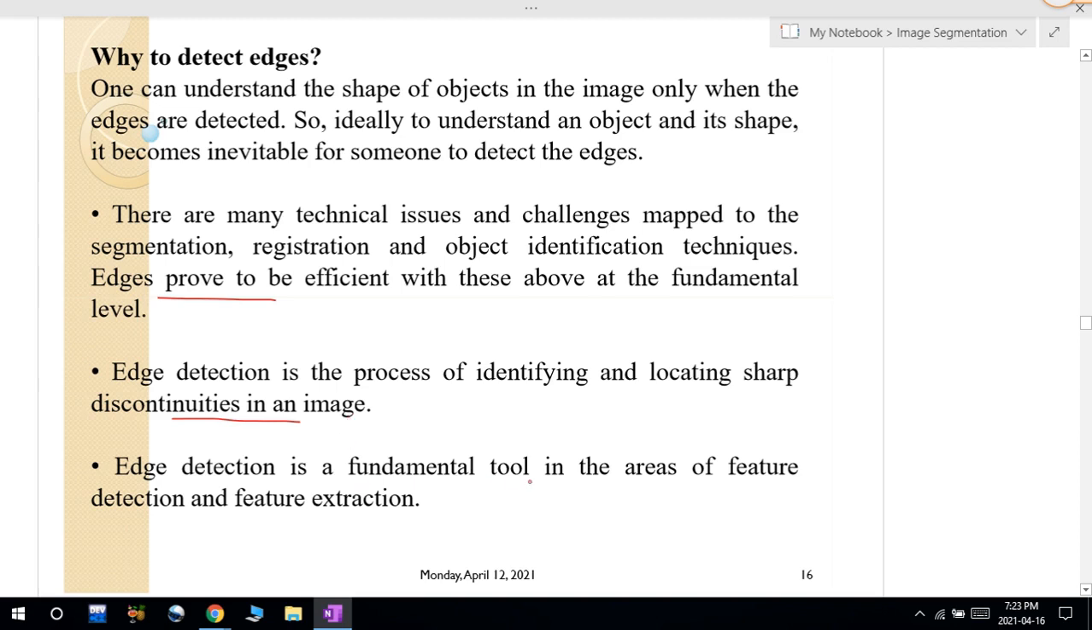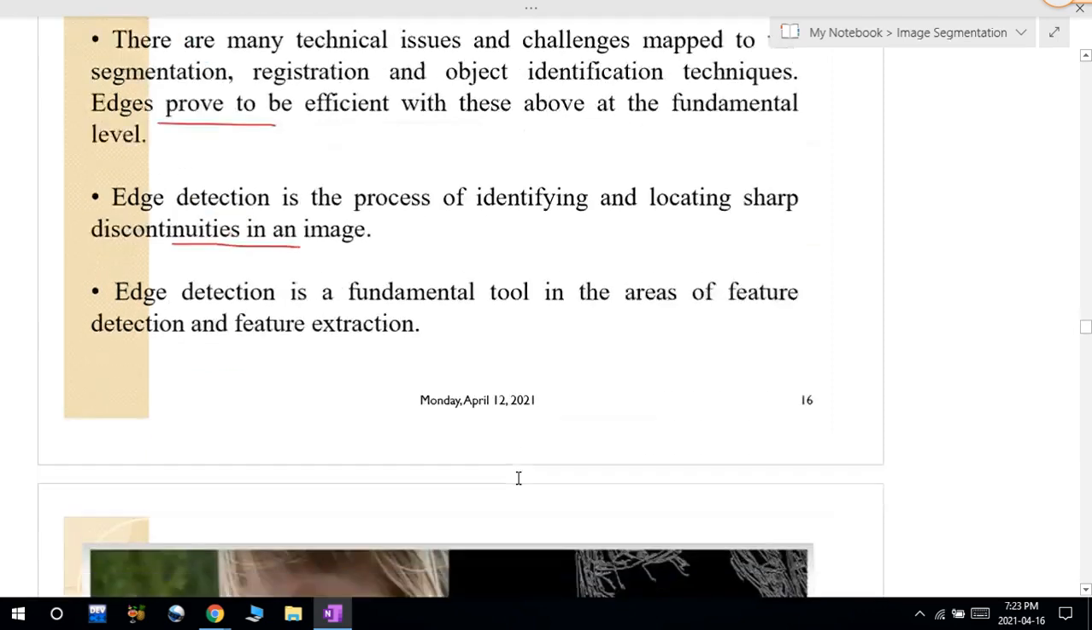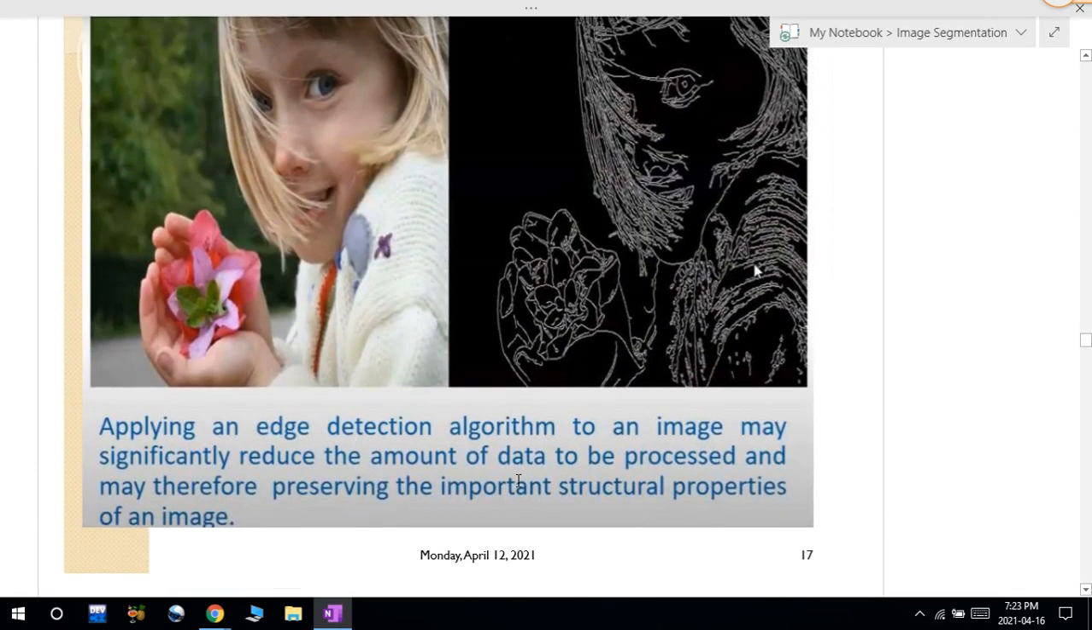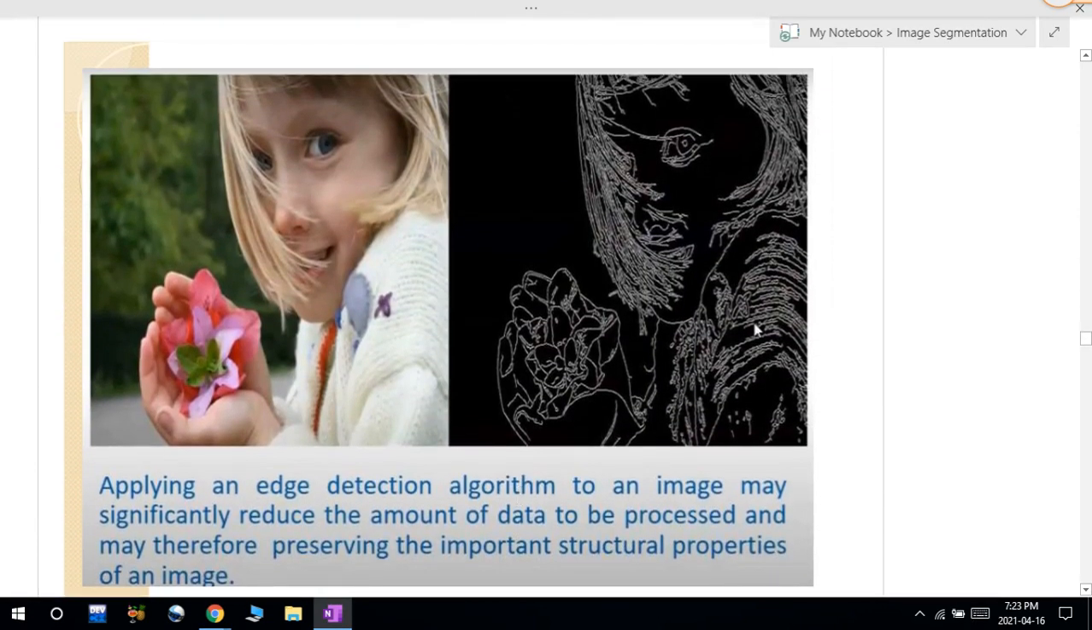Edge detection is a fundamental tool in the areas of feature detection and feature extraction. If you take this image, this entire image is converted into edges. The advantage of this is that when we apply an edge detection algorithm to an image, it may significantly reduce the amount of data that is required to be processed. Because if you want to store this entire image, I have to store all these colors and all these pixel values, which will take more space. But it is very easy to preserve, and takes very little space, when we are using these edges.